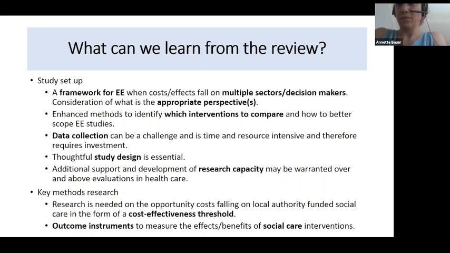And the last setup point I wanted to make is that we had a call, as a result of the scoping review, to consider further research capacity investment in the area, because it felt like a lot more investment was required to undertake successful social care economic evaluations. And my final two points: there were a number of methods that we identified, but I just wanted to pick out two that were particularly key.